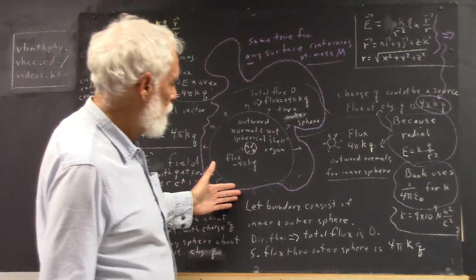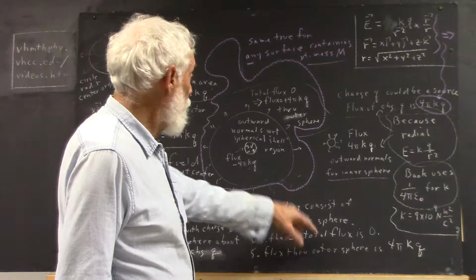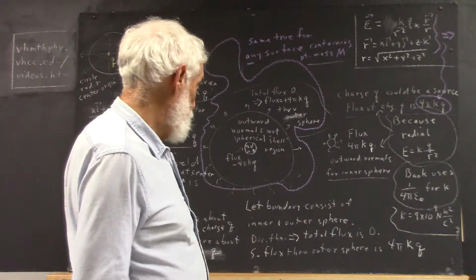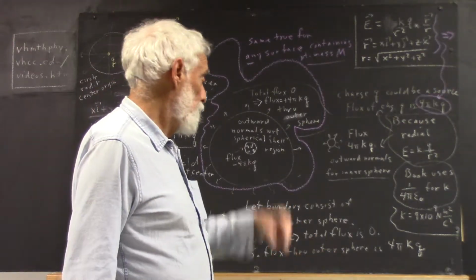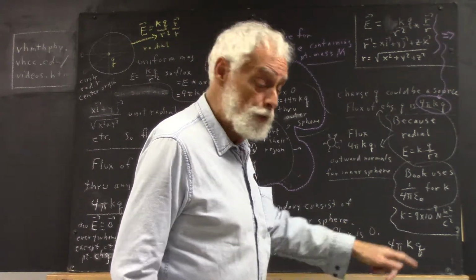So there's the statement, let the boundary consist of the inner and outer sphere, or the inner sphere and the outer blob, the outer region. Divergence theorem tells us the total flux is 0, so the flux through the outer sphere or the outer region is 4 pi kq.